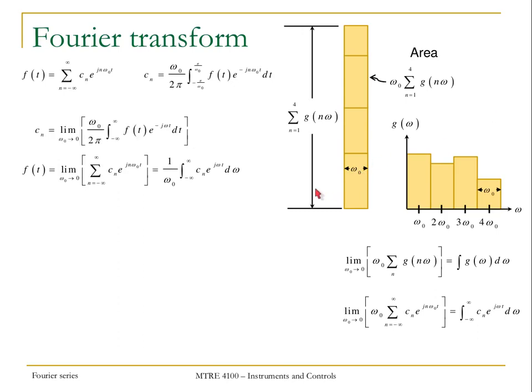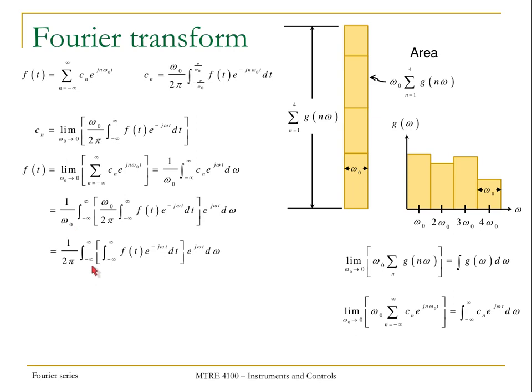And we're going to plug in our expression for c sub n here, and we're taking the limit as omega naught goes to 0. And so we end up with this expression for our Fourier series. Now we can just distribute the constant terms, and we have this double integral, and we end up with an expression for the Fourier transform.